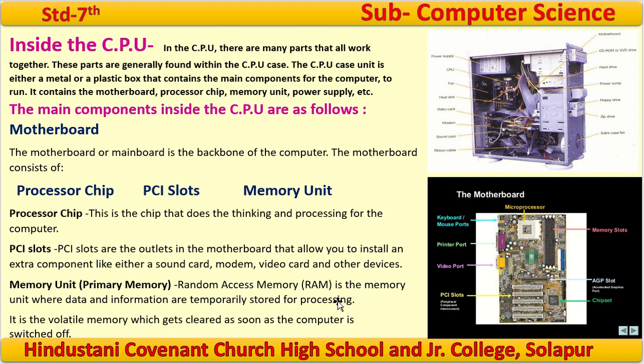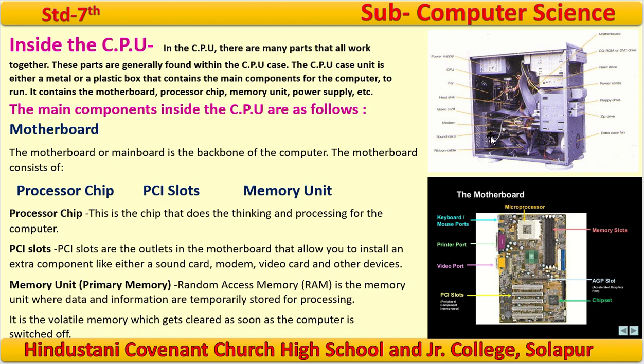Next part is inside the CPU. Now we saw three main parts of CPU. What were the three main parts? ALU, CU, and memory units. These were the three main parts of the CPU. Now again still more inside we will go.